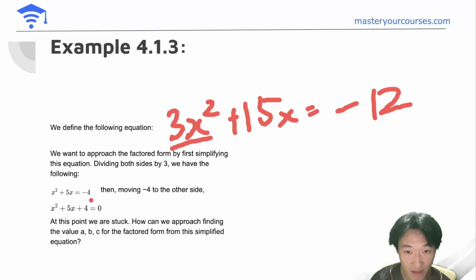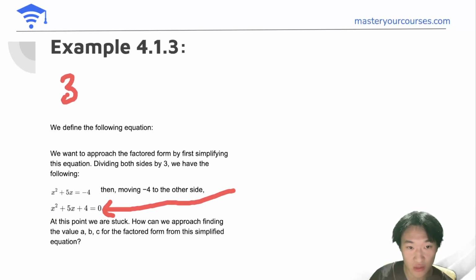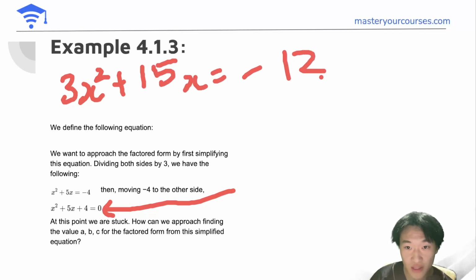Now, we want to approach the factored form by first simplifying this equation. Dividing both sides by 3, we have the following, which is x squared plus 5x equals negative 4. Right? And then now we want to move negative 4 to the other side so we can equate this to 0. So then we have x squared plus 5x plus 4 equals 0. So the equation 3x squared plus 15x equals minus 12 can be simplified all the way to here and equated to 0: x squared plus 5x plus 4 equals 0.